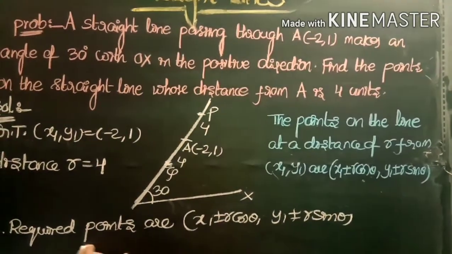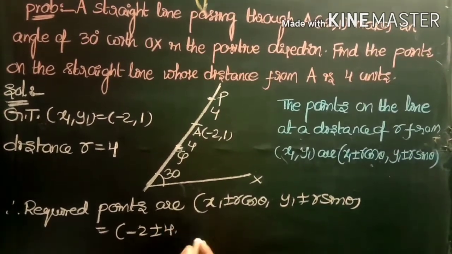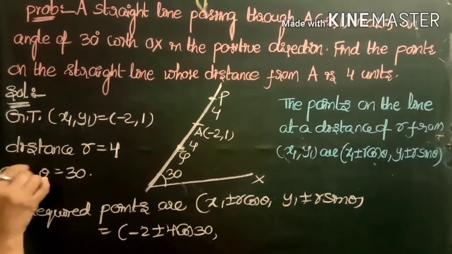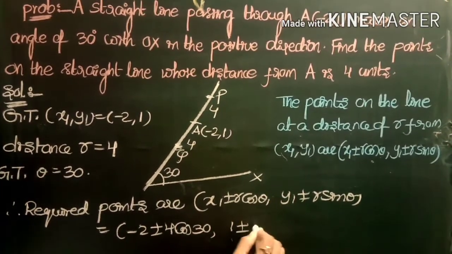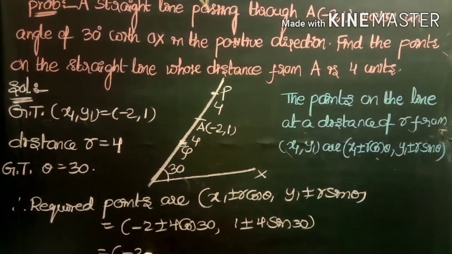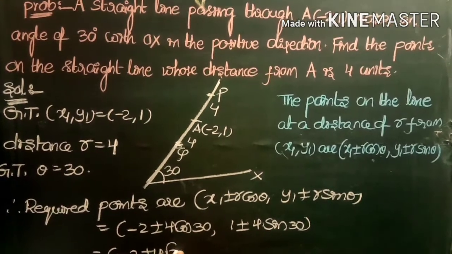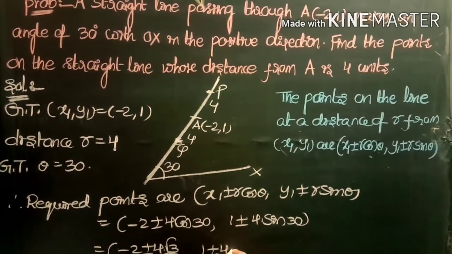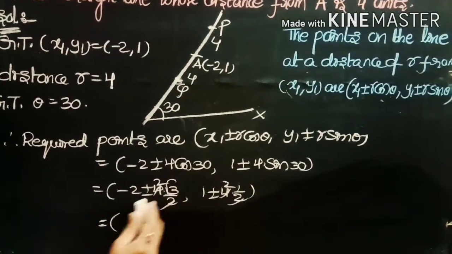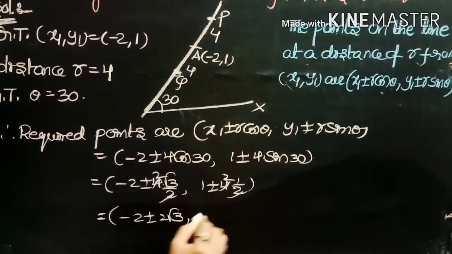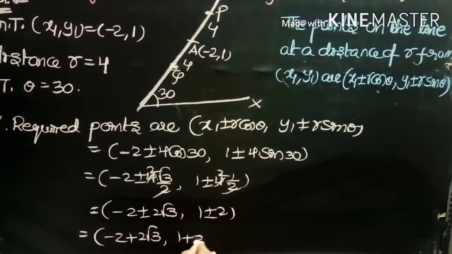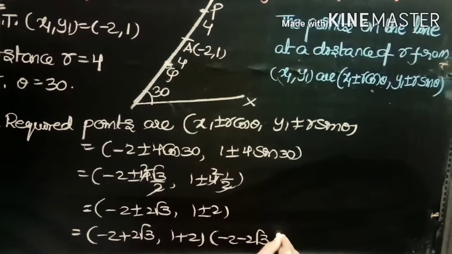Now replacing the values: -2 plus or minus 4 into cos 30, since theta is given as 30, and 1 plus or minus 4 into sin 30. This equals -2 plus or minus 4 into cos 30 value root 3 by 2, and 1 plus or minus 4 into sin 30 value 1 by 2. The 2 cancels, so this is -2 plus or minus 2 root 3, comma, 1 plus or minus 2. That is, the first point is (-2 + 2 root 3, 1 + 2), and the second point is (-2 - 2 root 3, 1 - 2).